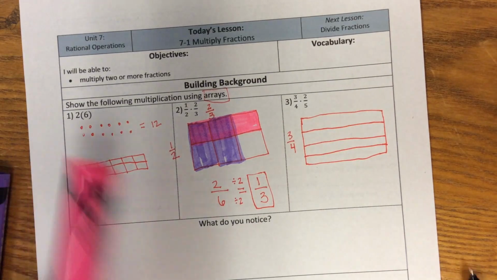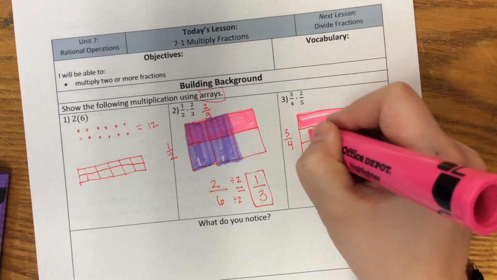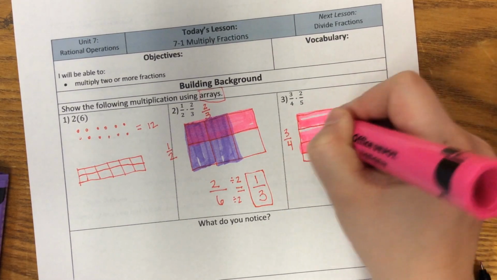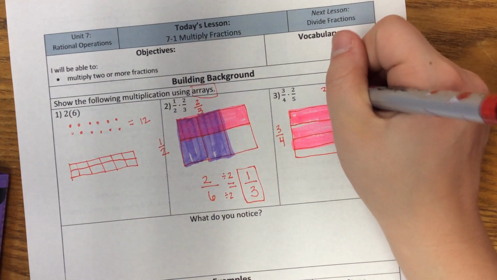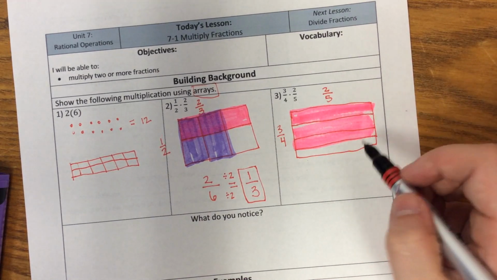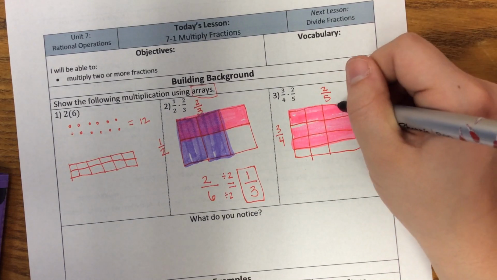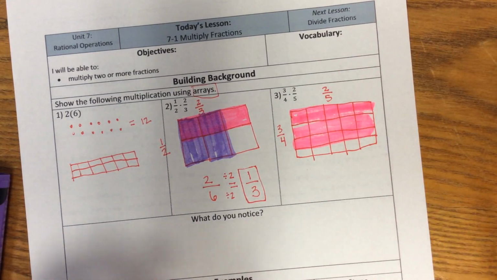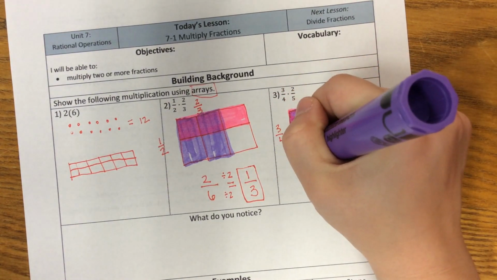I'm going to shade in 3 of them. 1, 2, 3. There we go. So now I have 3 rows shaded in. Now I'm going to have 2/5 up here. I need to break it into 5 parts. I'm going to make 5 columns, up and down parts. So 1, 2, 3, 4, 5. So I need 2 of those 5ths shaded in. So I'm going to just do 2 columns. So 1, 2.